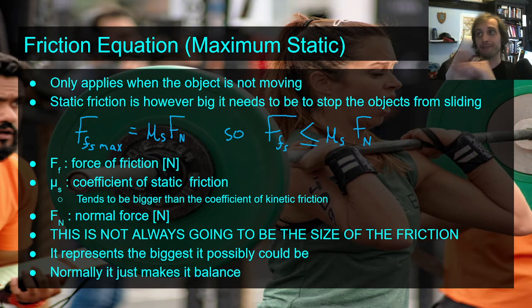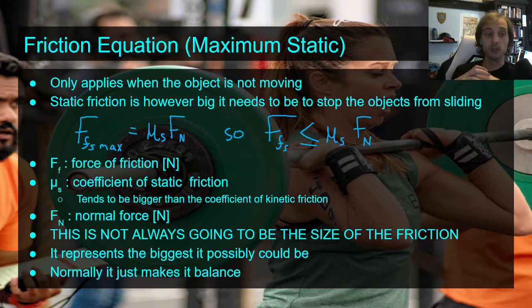That equation is mu Fn. So instead of the kinetic one, where it's how big friction always is, what this tells you for static friction is that friction could be up to this big. If the amount of force fighting against the friction is bigger than this maximum value, which is what the equation tells you, then the object will slide and you'll have kinetic friction instead of static. But if the force pushing against it is smaller than this, friction will just balance it out and nothing will happen.